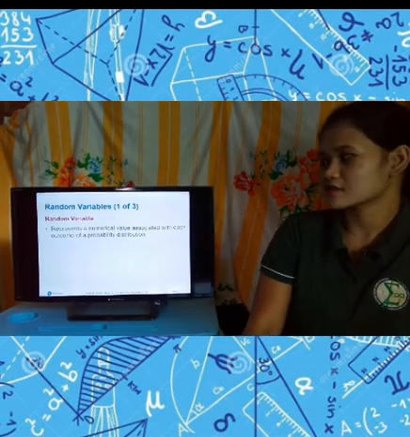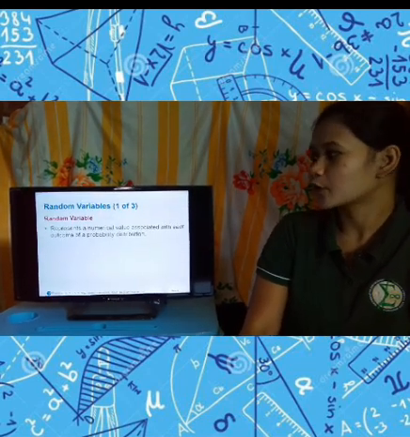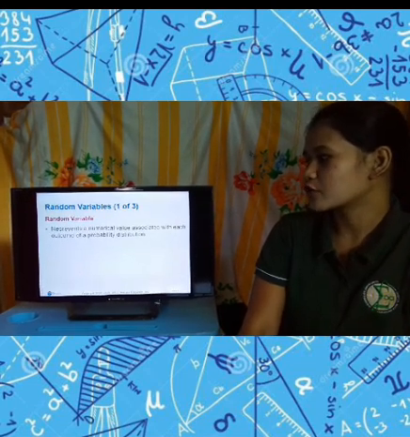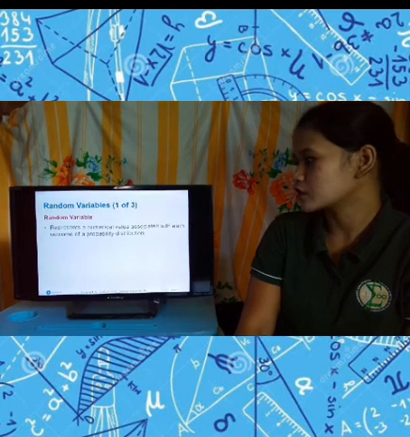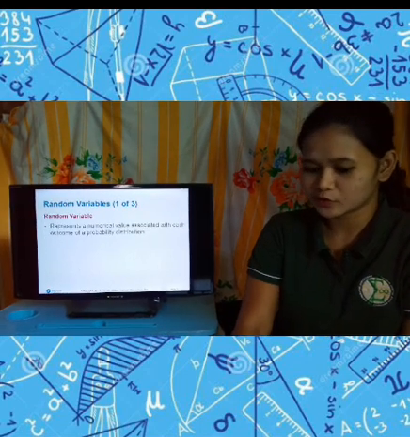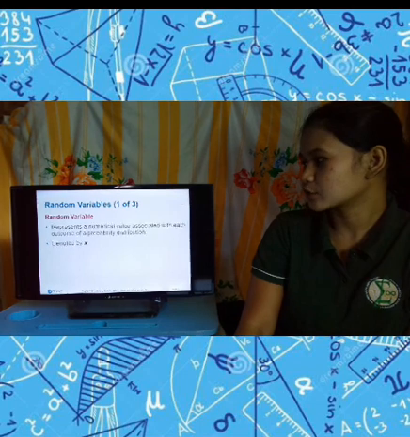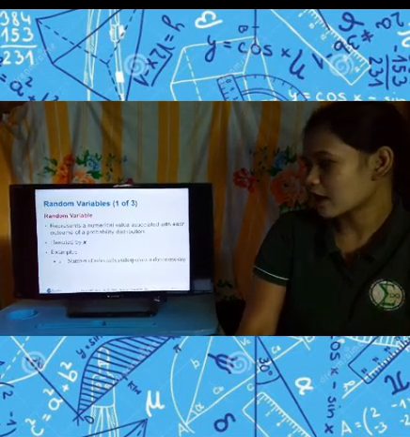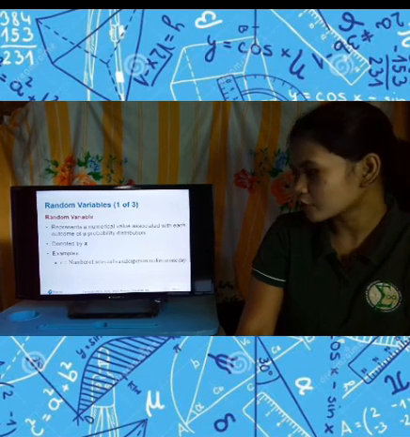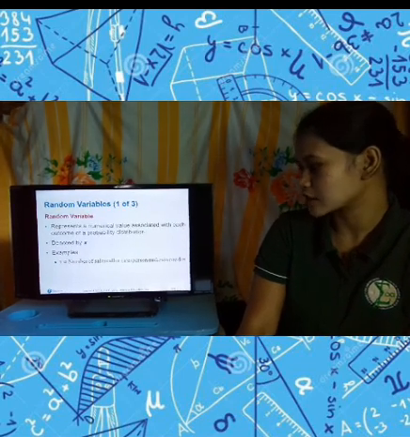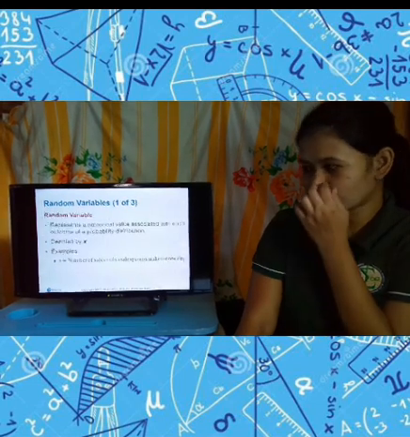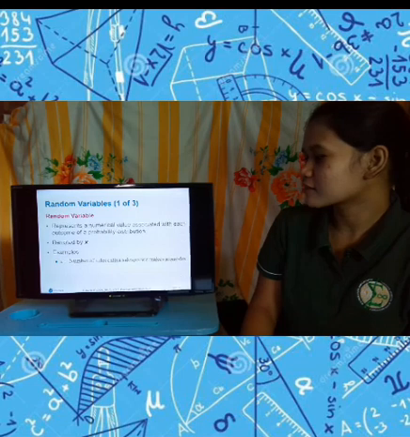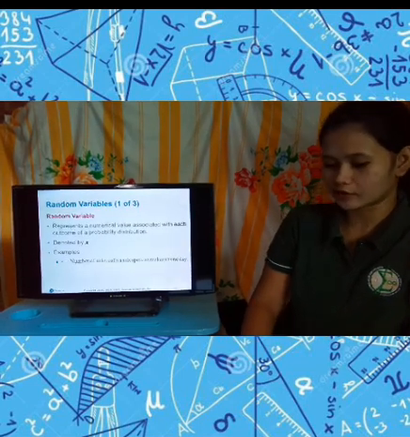So now let's start discussing the random variable. What is a random variable? A random variable represents a numerical value associated with each outcome of a probability distribution. It is denoted by x. So here are the examples. First, x is equal to the number of sales calls a salesperson makes in one day. So our random variable here is the number of sales calls a salesperson makes in one day.